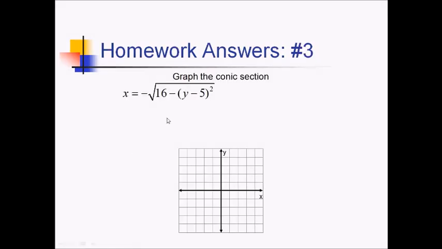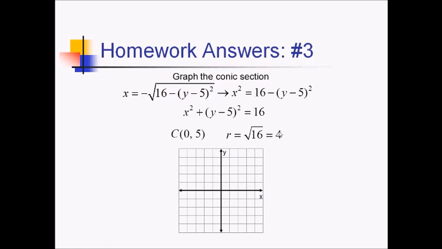For this problem, since I just have a variable to the first power equaling a square root, this is going to be a semicircle. So to graph this, I need to start by squaring both sides. So I've got x squared equals 16 minus (y minus 5) squared. And then I'll have to add the (y minus 5) squared to the other side. So now this is the equation of a circle right here, but I'm just going to graph half of it. But let's get the center. That's going to be (0, 5). And my radius is the square root of 16, which is going to be 4.